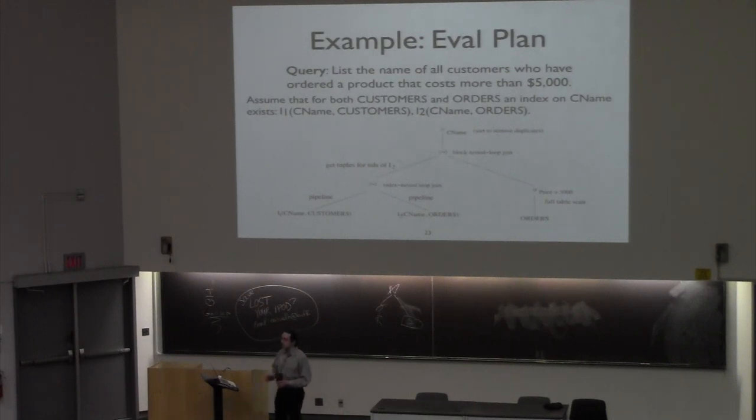And this is typically done by means of little annotations, an extended form of relational algebra. For example, here this join is annotated as being a block nested loop join. The selection predicate is annotated as being performed over a full table scan rather than an index.